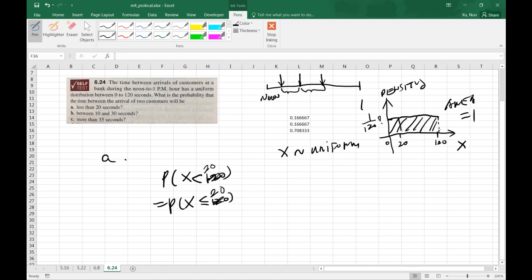So I'm asking what is the probability for x to be less than 20, I'm asking what is the area in this heavy shaded area. So it will be a really simple calculation. 1 over 120 is the height. The width is 20. So that gives you 1 over 6, which is about 0.1667. Right, so that is the answer for part A, and this actually does not require any Excel function.